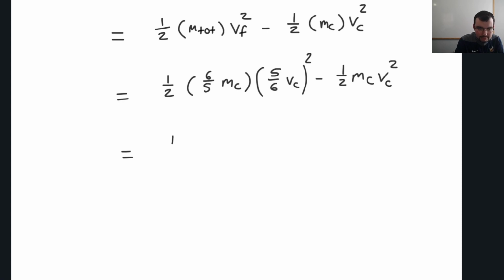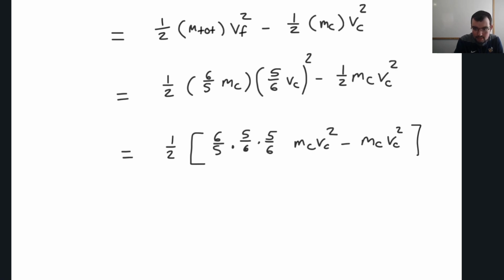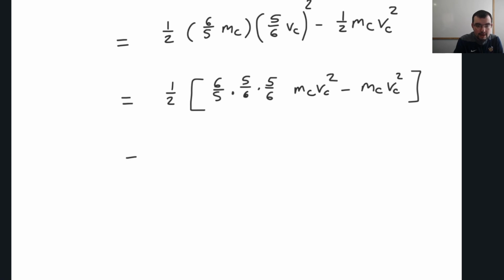So, just doing some fraction arithmetic here, I'll pull a 1/2 in front of the whole thing. So I'm going to have 6/5 times 5/6 times 5/6 times mcvc squared, and then subtract mcvc squared. And now that allows me to easily see what my fractions will reduce to, because the 6/5 cancels with one of the 5/6. And then I might want to write 1 as 6/6 to make my subtraction easier.